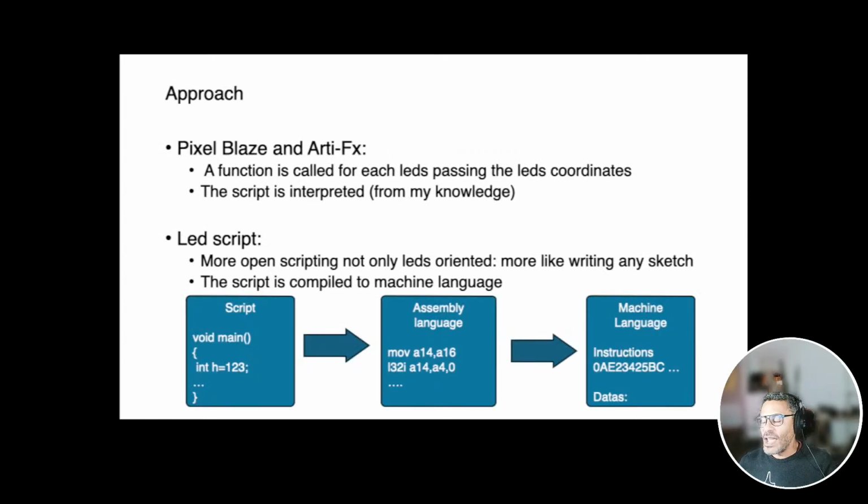Okay, the approach. I need a different approach between Pixel Blaze and RTFX and what I've written. For RTFX and Pixel Blaze, you have one function, which is a function render xy or index x and y. It's called for each LED and it's passing the coordinate of the LED, and it's a script. It's interpreted according to my knowledge.